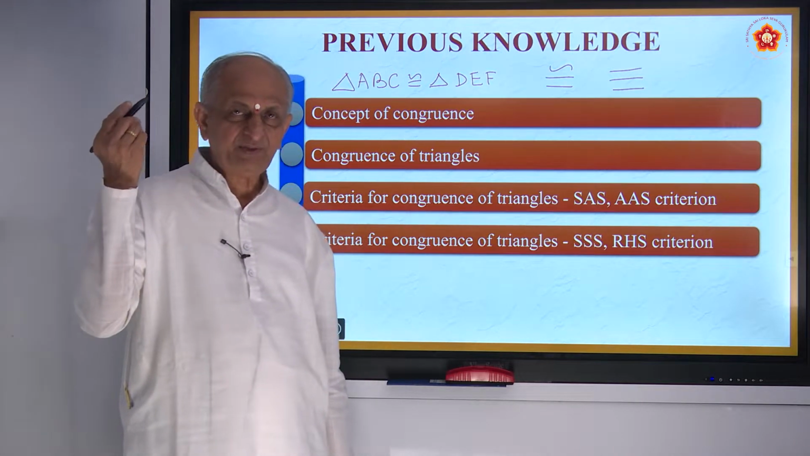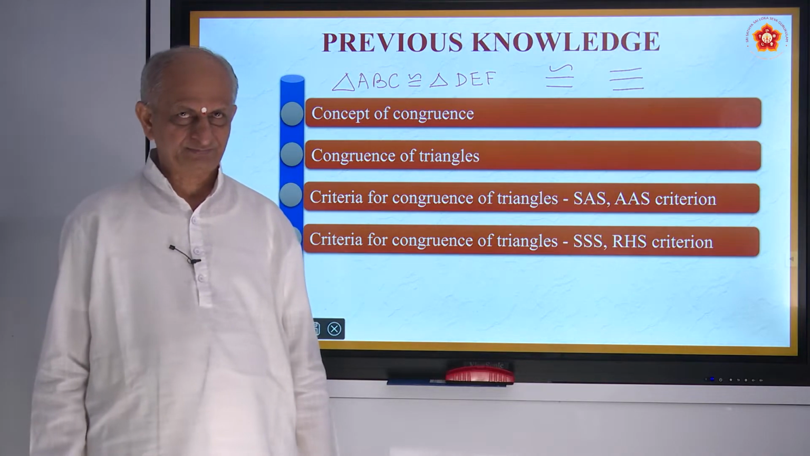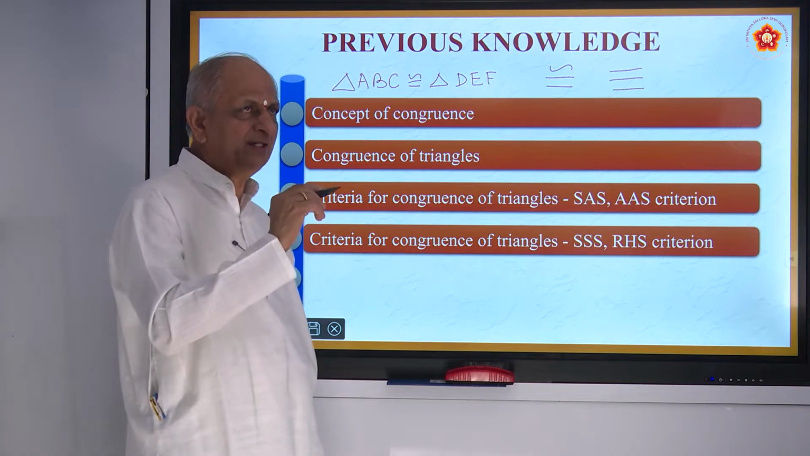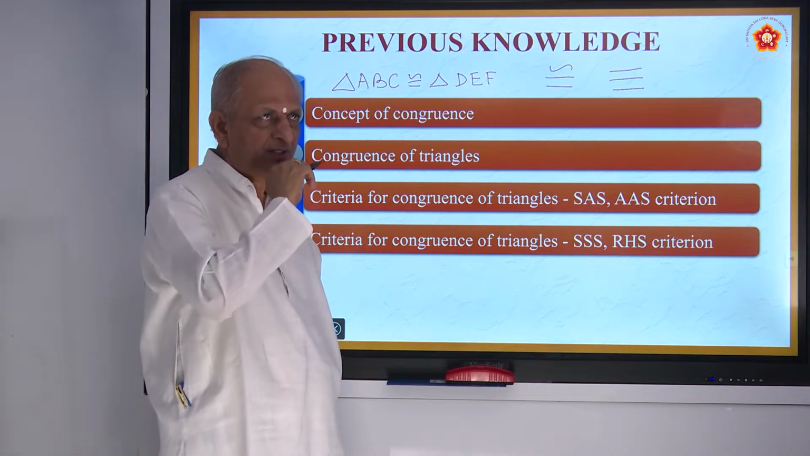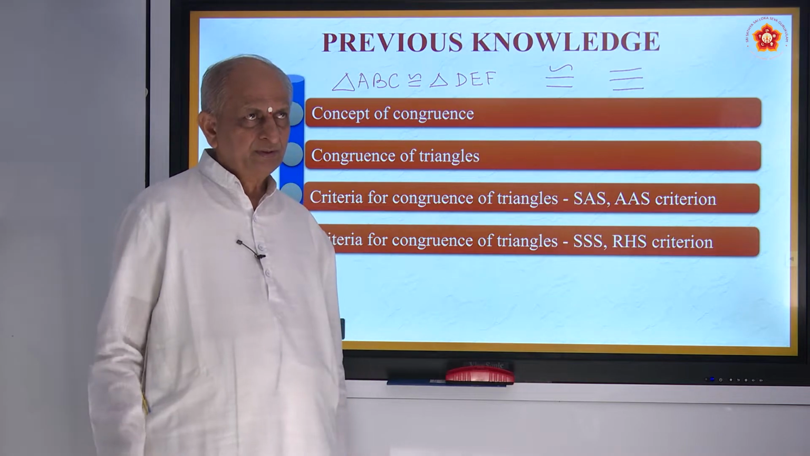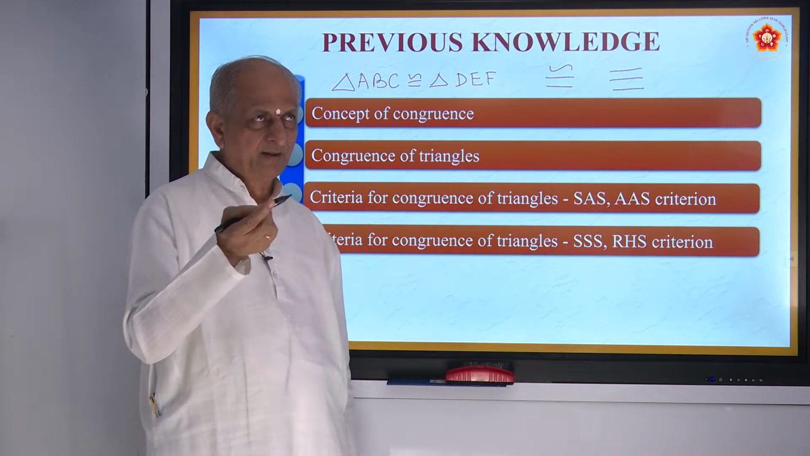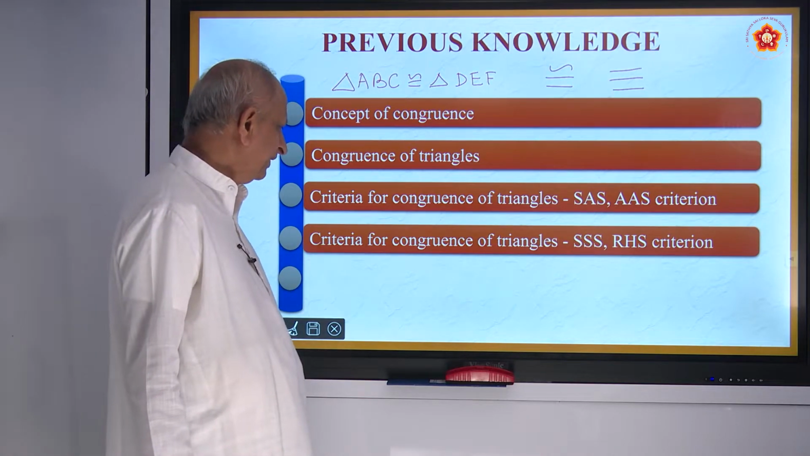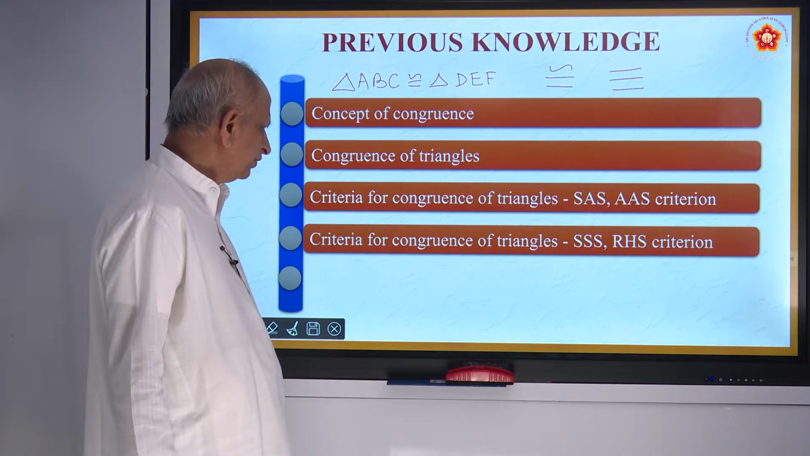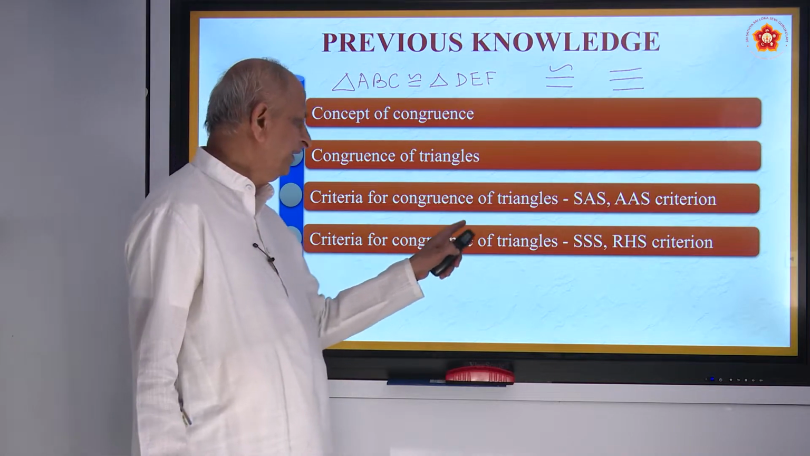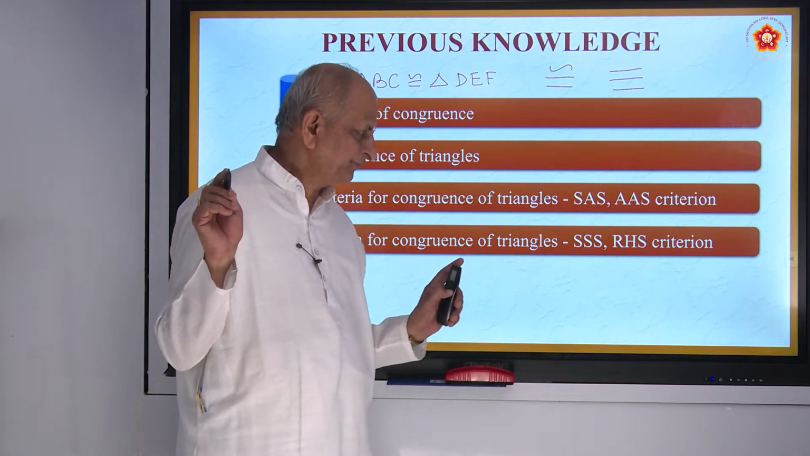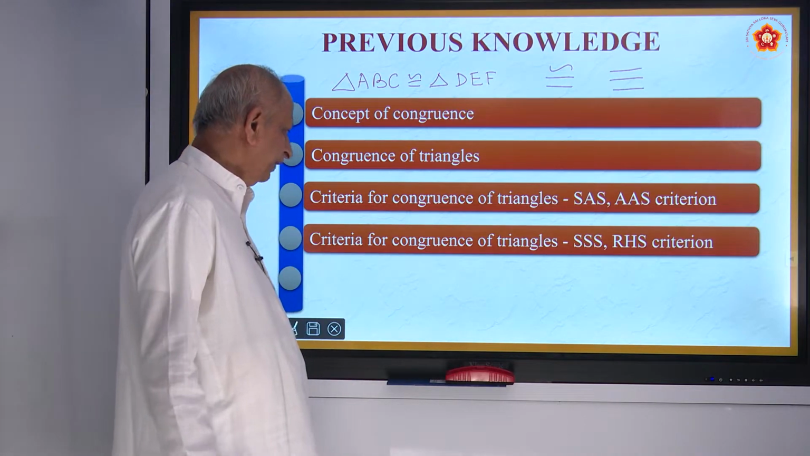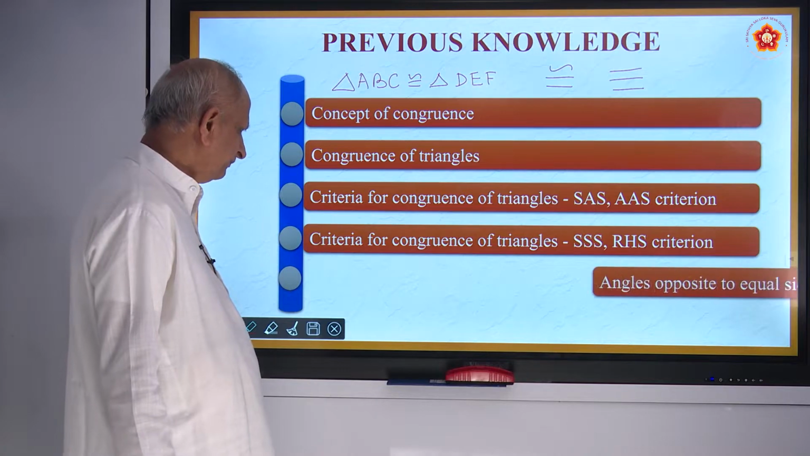In the previous lesson, we studied similarity of triangles. All congruent figures are similar, but all similar figures are not congruent. That is the difference between similarity and congruency. Congruency means identically equal in all respects. If you take one triangle and keep it on the other, they will be identically equal. That is what is called congruency.